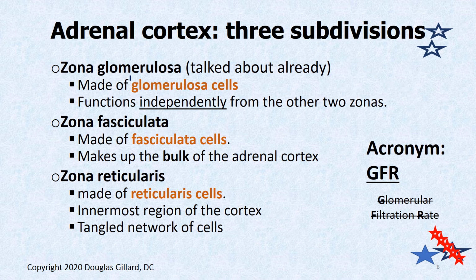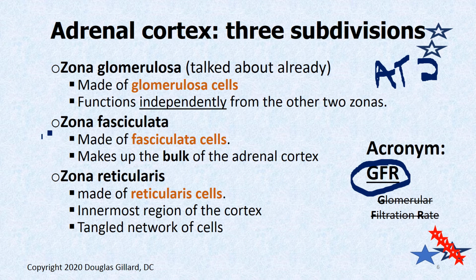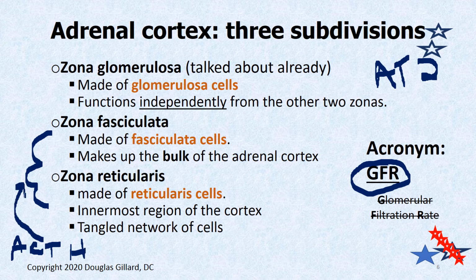There are 3 subdivisions, as we know this already. Remember the acronym GFR? Glomerulosa cells, fasciculata cells, reticularis cells live in these zones. The zona glomerulosa kind of functions on its own. Remember that's stimulated by angiotensin II, the little Tasmanian devil. That's the main stimulator of that zone to release aldosterone. And then we know that for fasciculata and reticularis, ACTH is the one that triggers the release of these juices, namely cortisol from fasciculata cells, DHEA from reticularis cells.